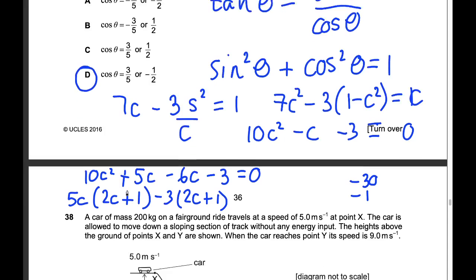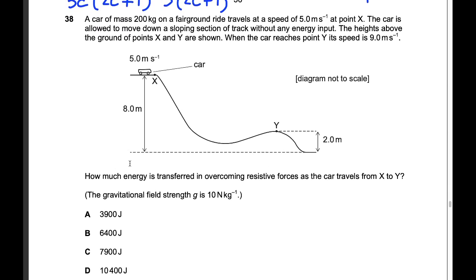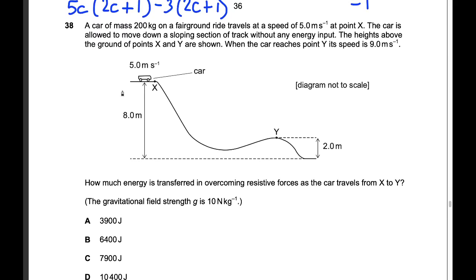D. Okay, moving on. So I would be a little bit quicker if I wasn't writing this on the board. And potentially, if you want, if you're quick at using the formula, you can use the formula on that one. Okay, so we've got a car of mass 200 kilograms on a fairground ride. It travels at a speed of 5 meters per second from point X. The car is allowed to move down a sloping section of the track without any energy input, so there's no motor or anything. The heights are given.